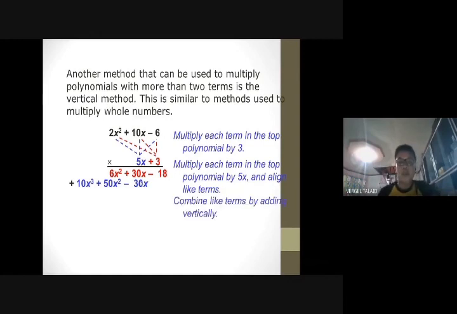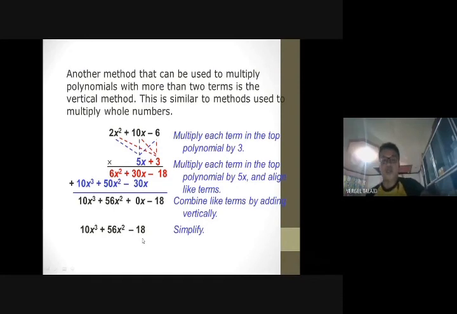To combine, we have 10x cubed, then 50 plus 6 is 56x squared. Do not add exponents. Then 30x minus 30x is 0x. Then minus 18. Since we have 0x, this can be simplified, so you write your answer as 10x cubed plus 56x squared minus 18. So this is now our final answer.